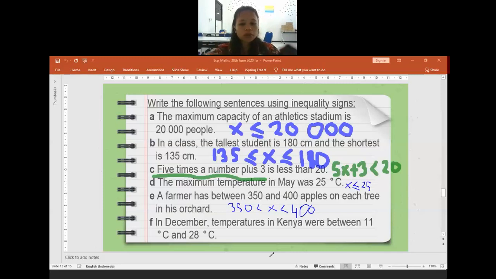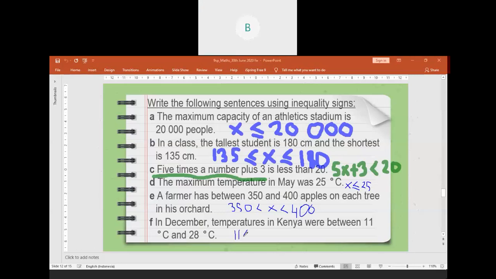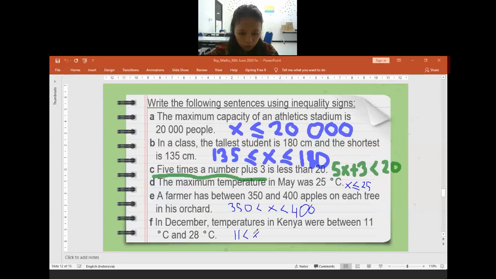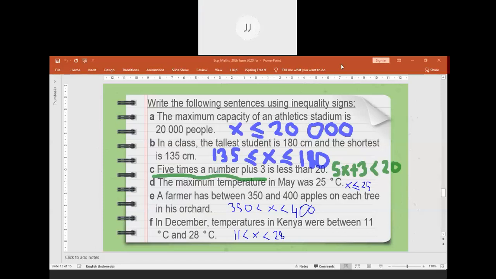In December, the temperatures in Kenya were between 11 and 28. So what do we have to write? 11 less than x, x less than 28. Okay. Anyone confused? No? Okay. If no one is confused, let's move on.